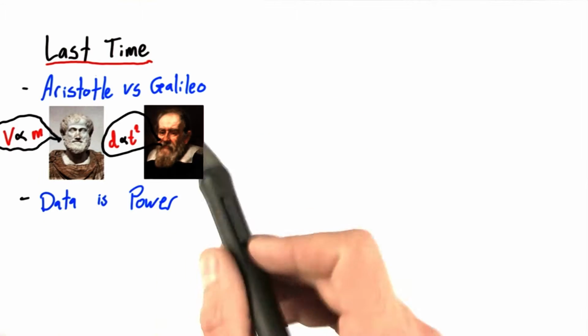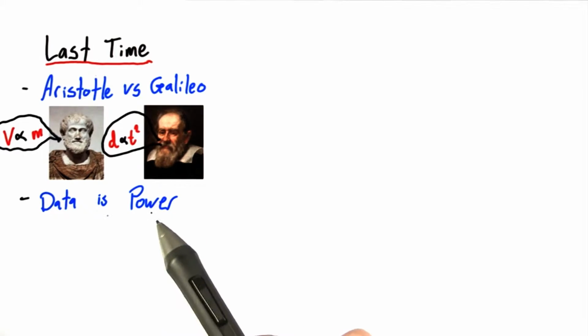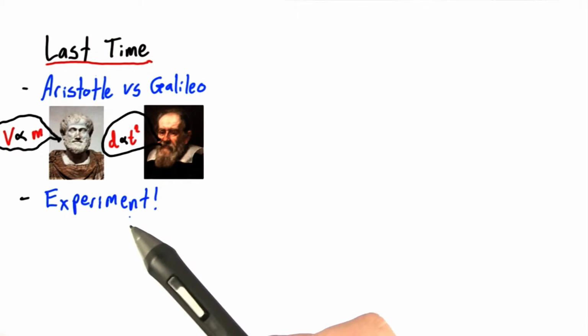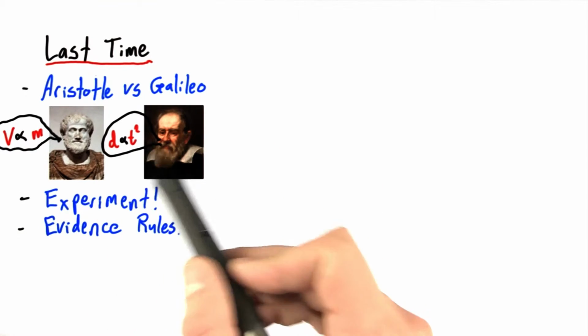In order to distinguish between these two viewpoints, we had to do an experiment, and we found out that data is really power in physics. And how did we distinguish between these two viewpoints? We did an experiment. Because in the world of science, evidence rules, not the ideas of brilliant thinkers.